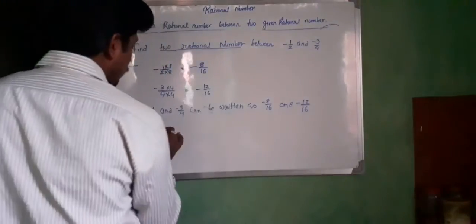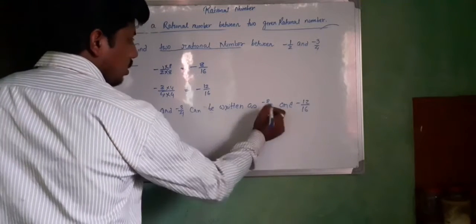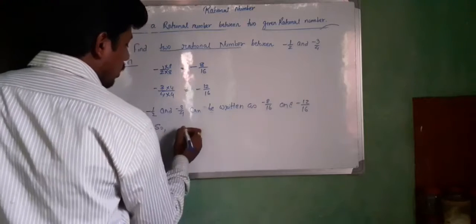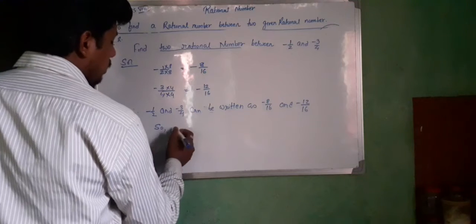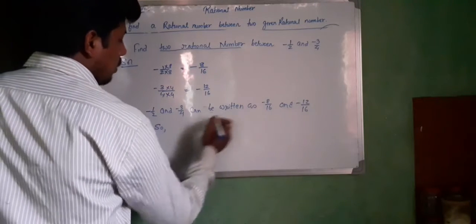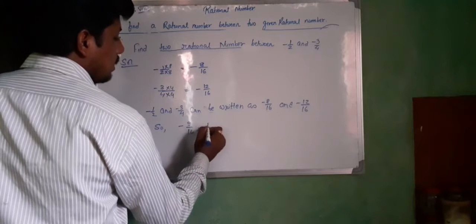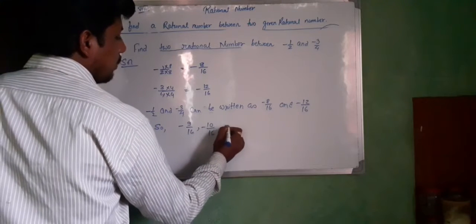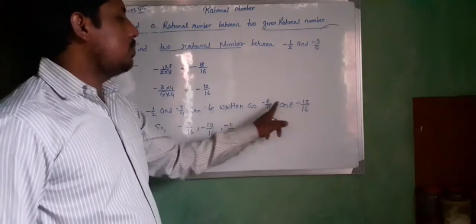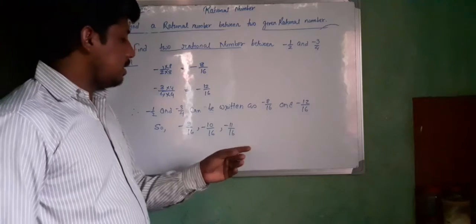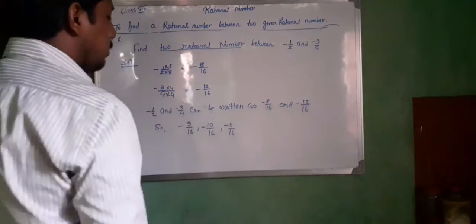Here in between these two numbers, the rational numbers present are minus 9 by 16, minus 10 by 16 and minus 11 by 16. Then I'll get minus 12. Between 8 and 12 is 9, 10, 11 and then 12. So 9, 10, 11: three numbers will be present and the denominator will remain the same.